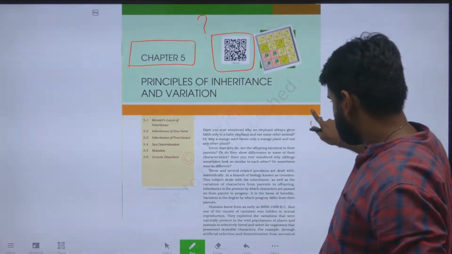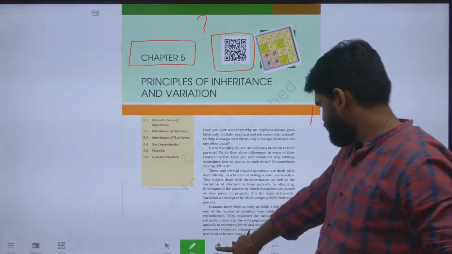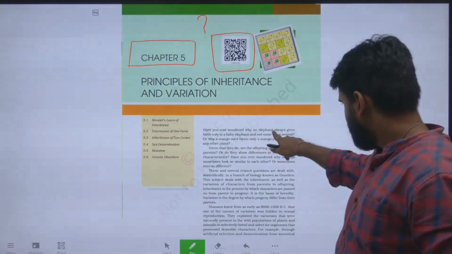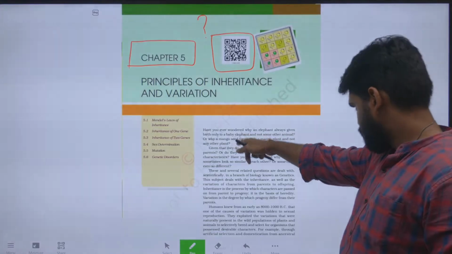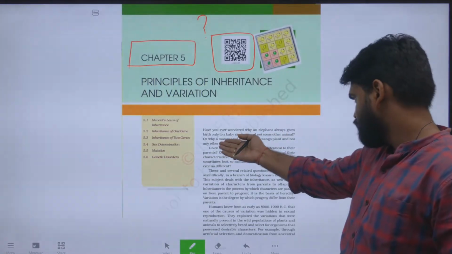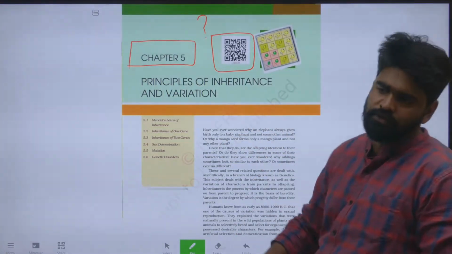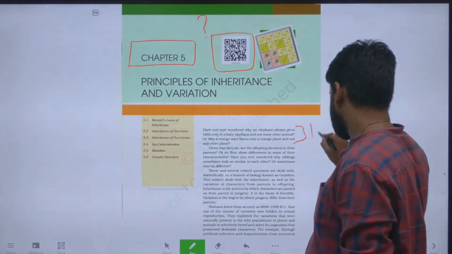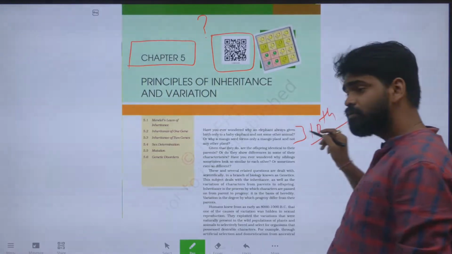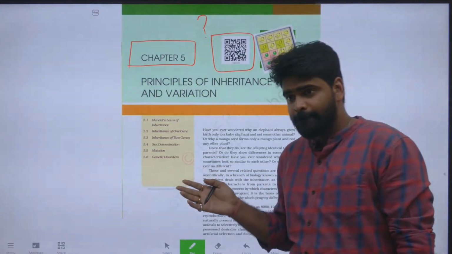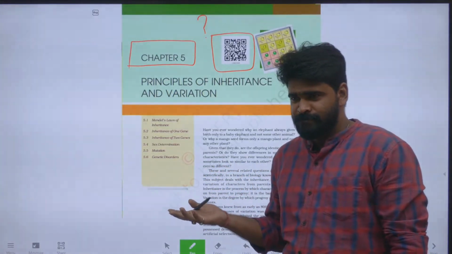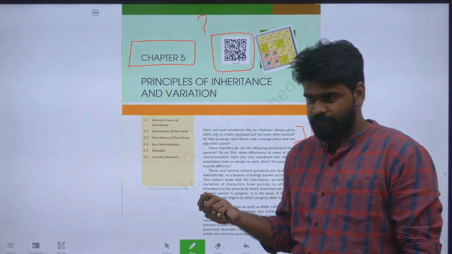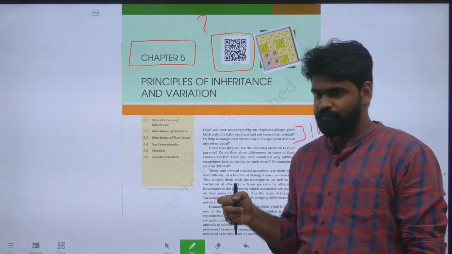So starting with the introduction, what they said is: have you ever wondered why an elephant always gives birth to only a baby elephant and not to anyone else? The mango tree is always going to produce a mango tree. Why? This is class 10th. What could be the answer? Because the traits are passed down, the genes are passed on, so an elephant will be produced. हाँ जीनोम होता है ना. Elephant के genes pass down हुआ तो elephant ही बनेगा.